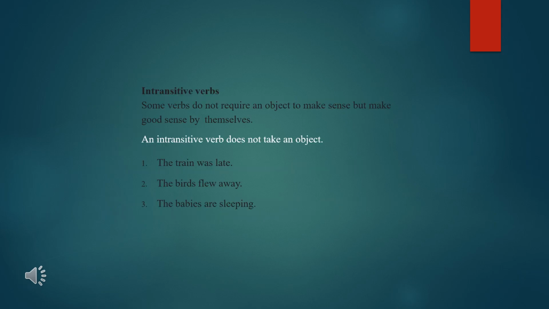Intransitive verbs. Some verbs do not require an object to make sense but make good sense by themselves. An intransitive verb doesn't take an object. Look at the example sentences. The train was late, the birds flew away, the babies are sleeping.